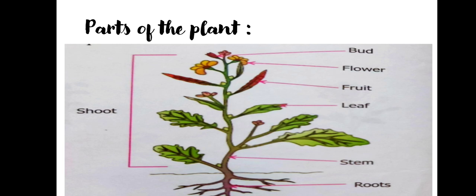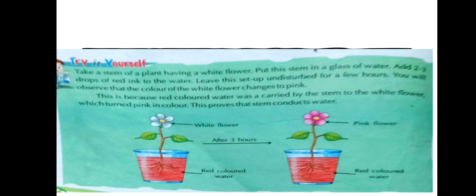Now, there is one activity you have to do. Take a stem of a plant having a white flower and put this stem in a glass of water. Add 2-3 drops of red ink to the water. As you are seeing, the water color is red because we are putting some drops of red ink into the water. The water becomes red. Leave this setup undisturbed for a few hours.